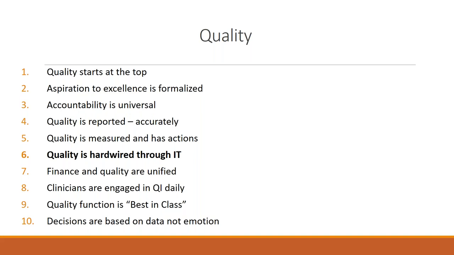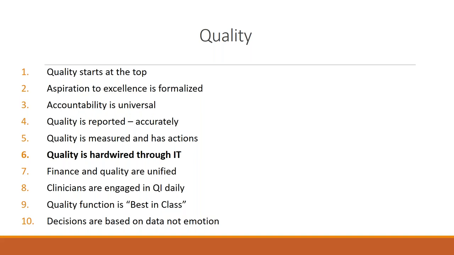The aspiration to excellence has to be formalized. It has to be something that's actually written. It has to be targets. It should be a vision that's shared, but it is a formal program. It's not something that is just loosely talked about. It has to be measurable and something in hard press, basically. Accountability is universal.